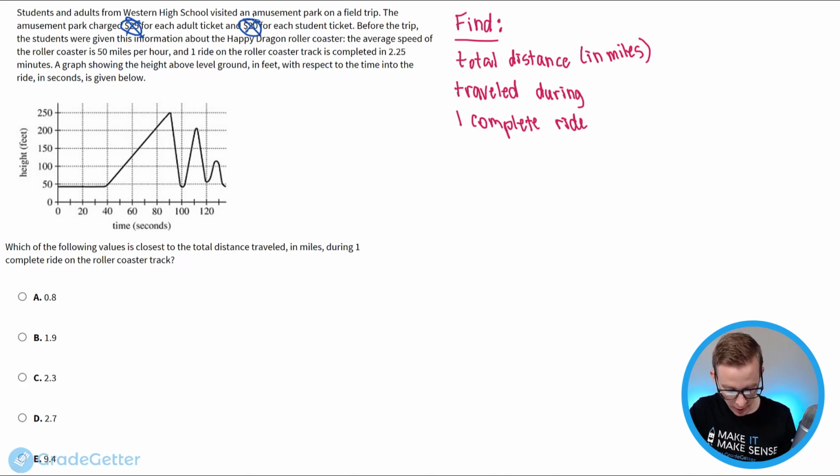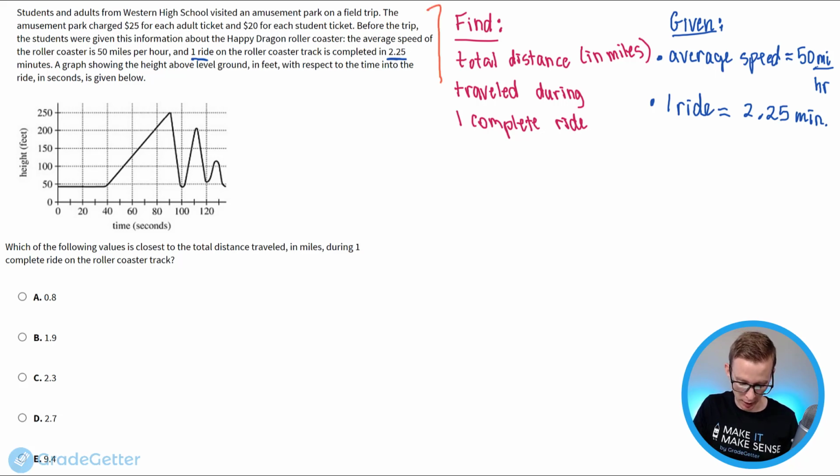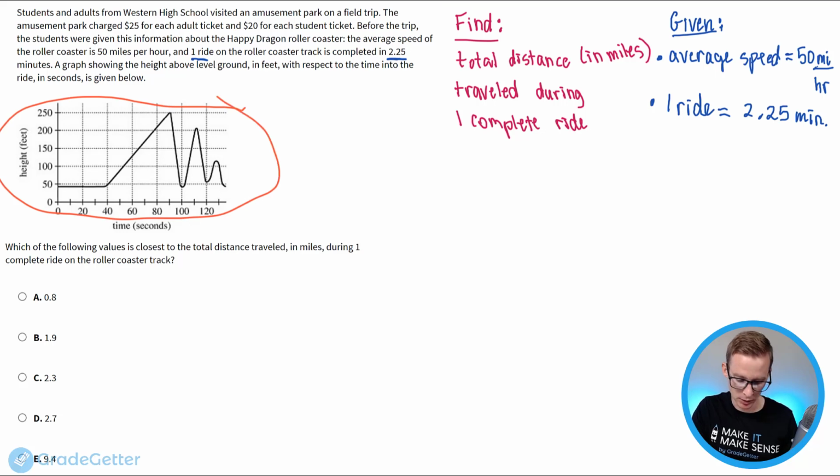However, they tell me the average speed of the roller coaster is 50 miles per hour. So that seems like some helpful information. I'm going to write that down. So I'll place that under my given here. And then they also tell me that one ride is completed in 2.25 minutes. So I'm going to write that down as well. So that pretty much captures all the useful info from this paragraph. Now I need to consider if I need to use this graph to help me solve this problem.